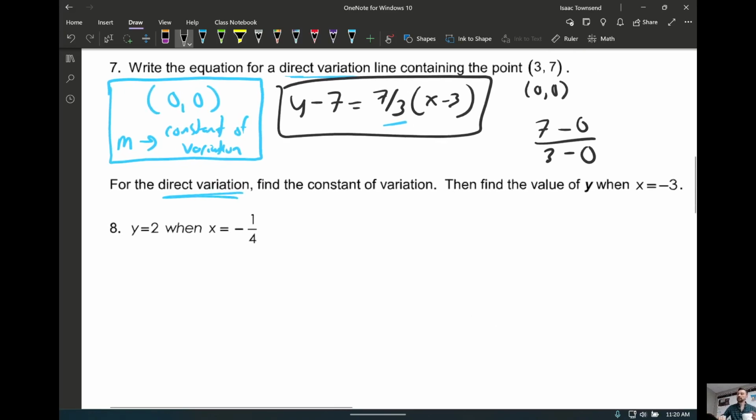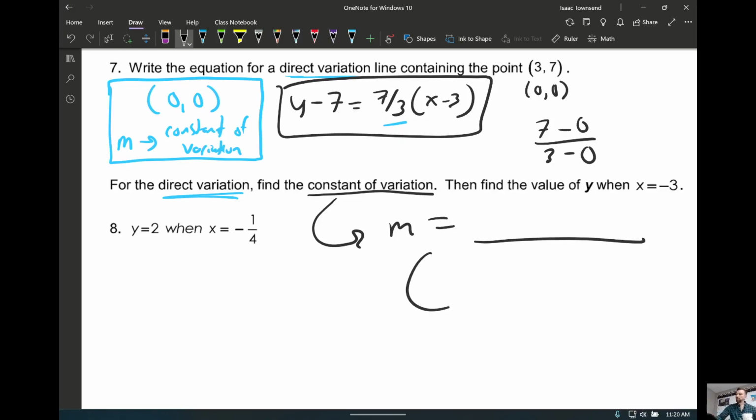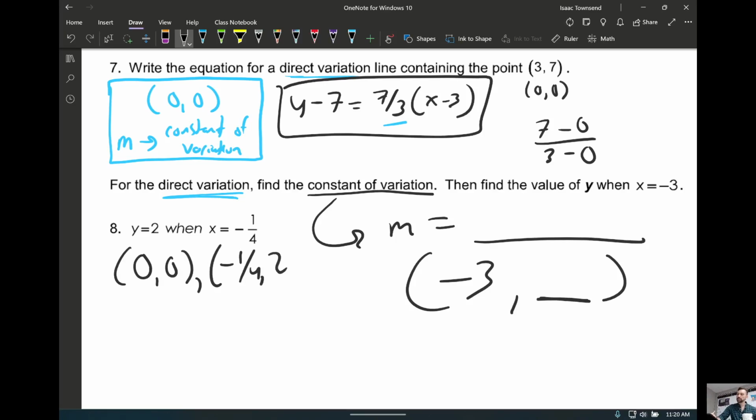Okay, question 8 is also constant of variation, direct variation. It's asking us to find constant of variation, which again is just a fancy word for slope, and find the y value when x is -3. Well, because it's direct variation, I know it goes through the origin, and then that gave me a second point. So subtract the y values over subtract the x values.